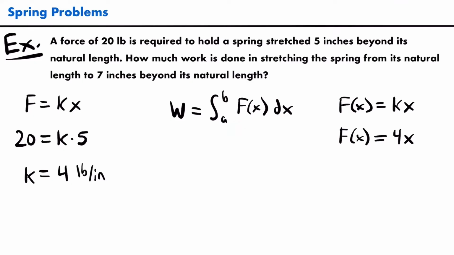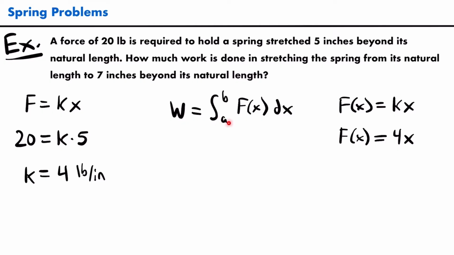All right, but before we can integrate that function, we need to know what our bounds of integration will be. And in order to figure out what those bounds will be, we need to remember what we're calculating here. We want to know how much work is done in stretching the spring from its natural length to 7 inches beyond its natural length, right? And so we will consider the natural length of the spring to be x equals 0, because at the natural length, the displacement is equal to 0.